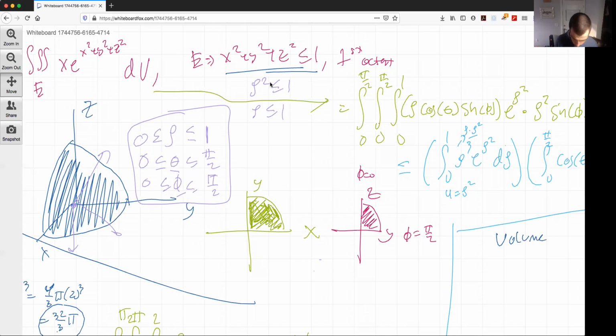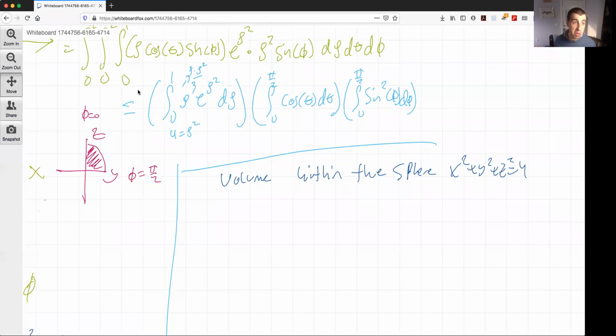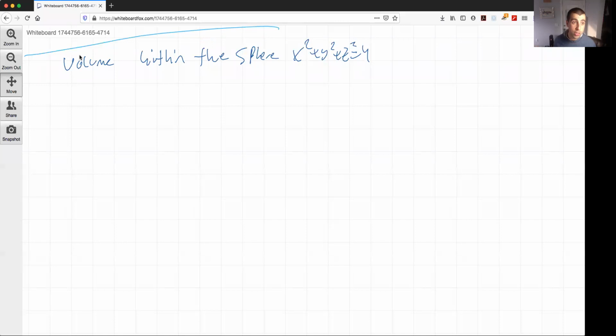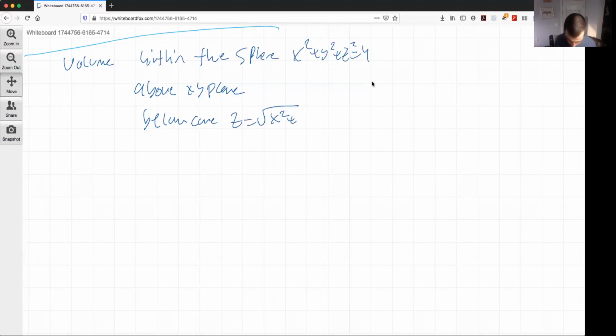The volume, we're going to go within the sphere x squared plus y squared plus z squared equals 4. So inside that sphere, you can't see the problem at the moment. You should yell at me. Within the sphere, above the xy plane, and below the cone, z equals the square root of x squared plus y squared.